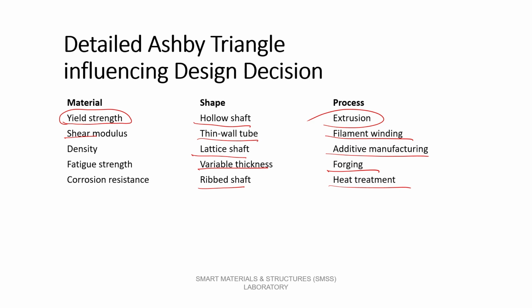So thus the Ashby triangle works as the final judgment beyond the material property index M. That is the point I wanted to tell you. So this is where let us finish today's lecture.